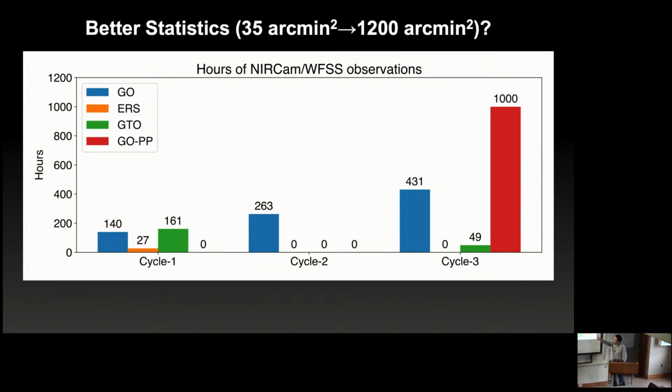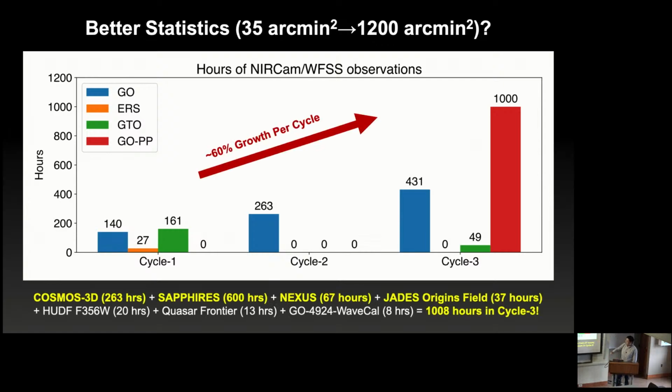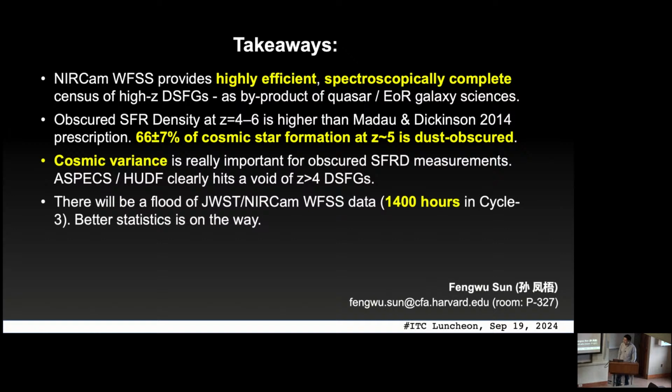So clearly, we definitely need better statistics, and I'm showing the direction we are going. This is hours of NIRCam grism wide field slitless spectroscopy observations over cycle 1, cycle 2, cycle 3. We are about to write cycle 4 proposals, and you'll see that the time used in this observing mode is increasing by 60% every cycle. In cycle 3, we were very lucky that through my PI, co-PI, co-I programs, we got 1,000 hours in cycle 4 using this mode, to try to search for these kinds of galaxies over a much larger volume towards deeper depths. So I hope that we can deliver very good statistics maybe next year. And here are my takeaways. I'm happy to answer questions.